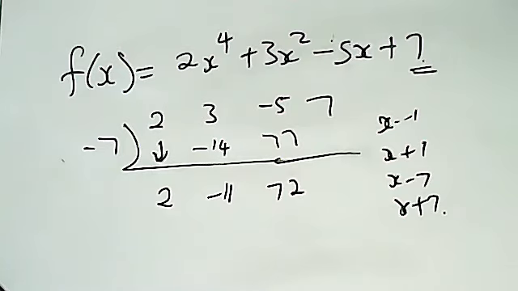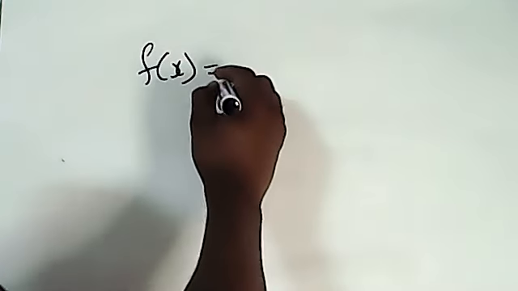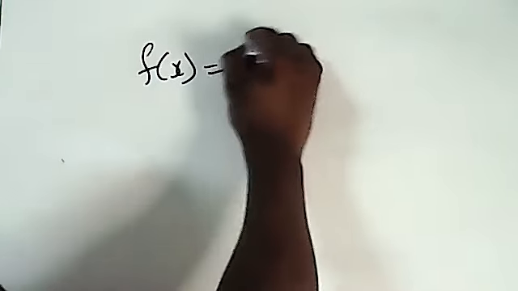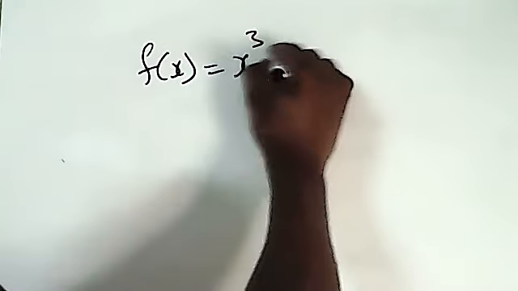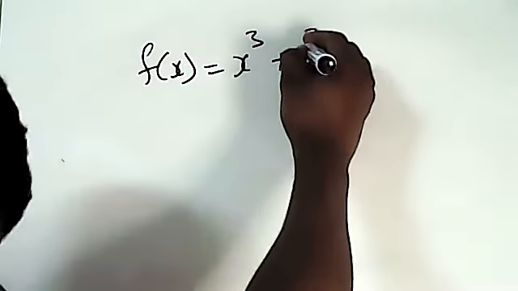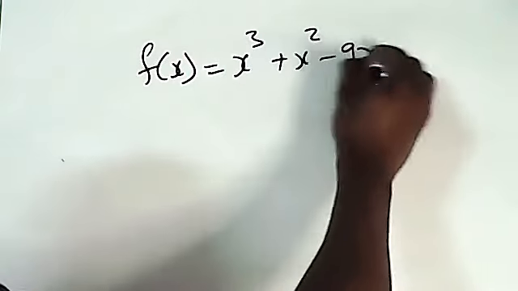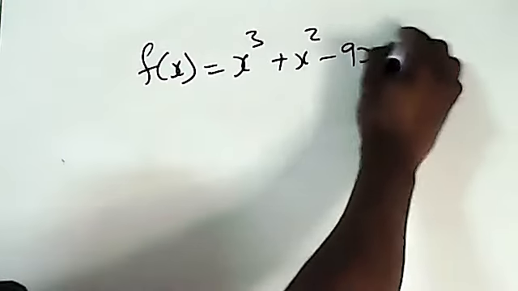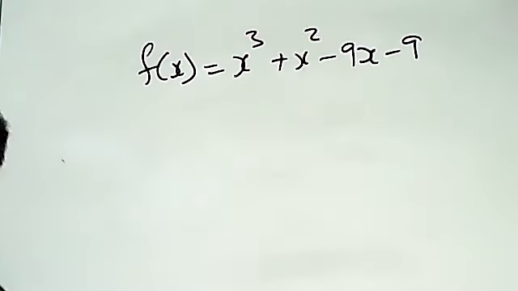So let's take, for example, another one. This is what we call trial and error method, right? But most of the time you will find it easier, but you always start with the coefficient. So let's say x cubed plus x squared minus 9x minus 9. So you're given something like this.